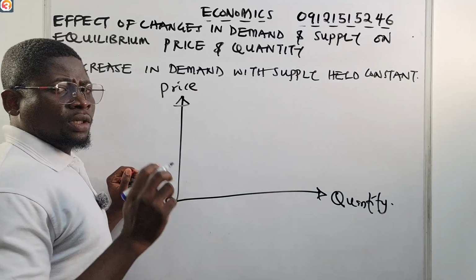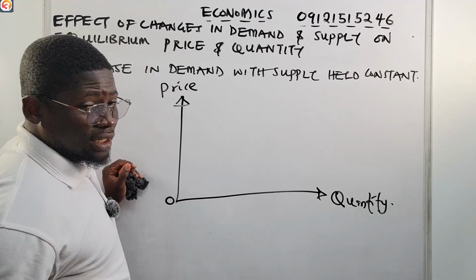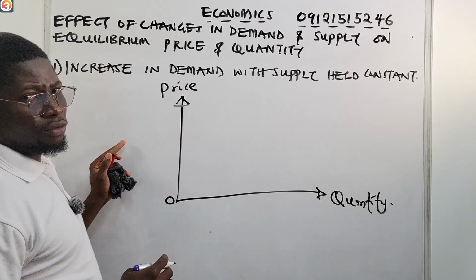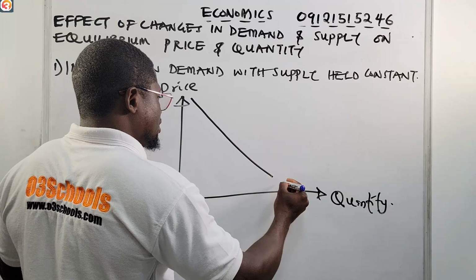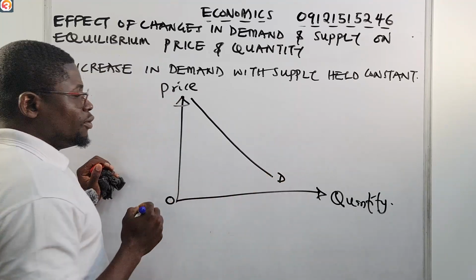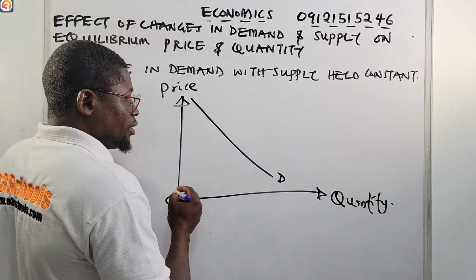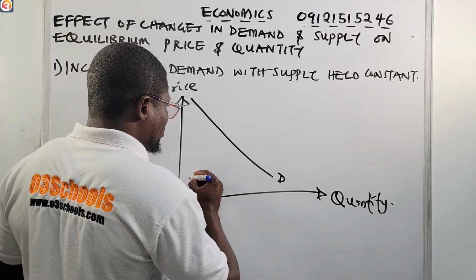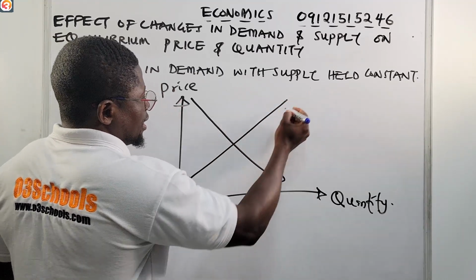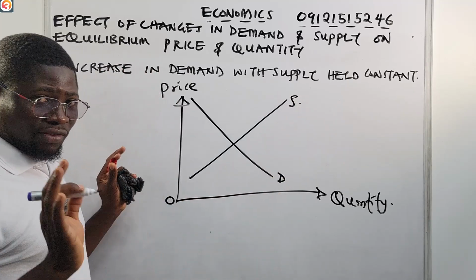Now you know how the demand curve is, right? The demand curve slopes from left to right, downwards. So this is our demand curve, our D. Then what about our supply curve? It slopes from left to right, upwards. So this is our supply curve, our S. Hope you understand this first part.